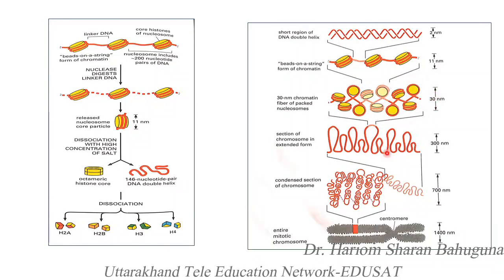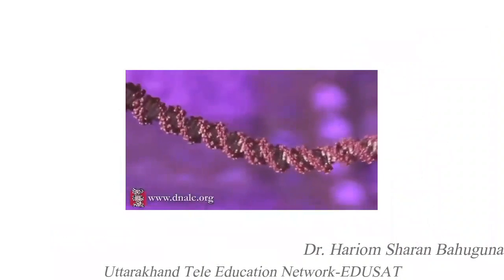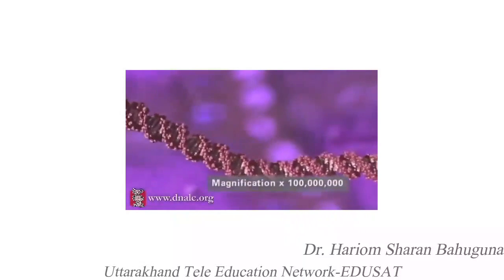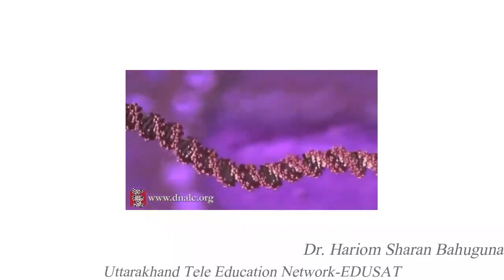Again the compaction is at a higher level and forms the 30 nanometer loops and threads. And as we can see, these threads, these fibers, are folded one over another and ultimately develop into a chromosome. So this is how the double helical DNA, with the help of a histone protein core, folds in the form of a chromosome. In this animation, we'll see the remarkable way our DNA is tightly packed to fit into the nucleus of every cell.